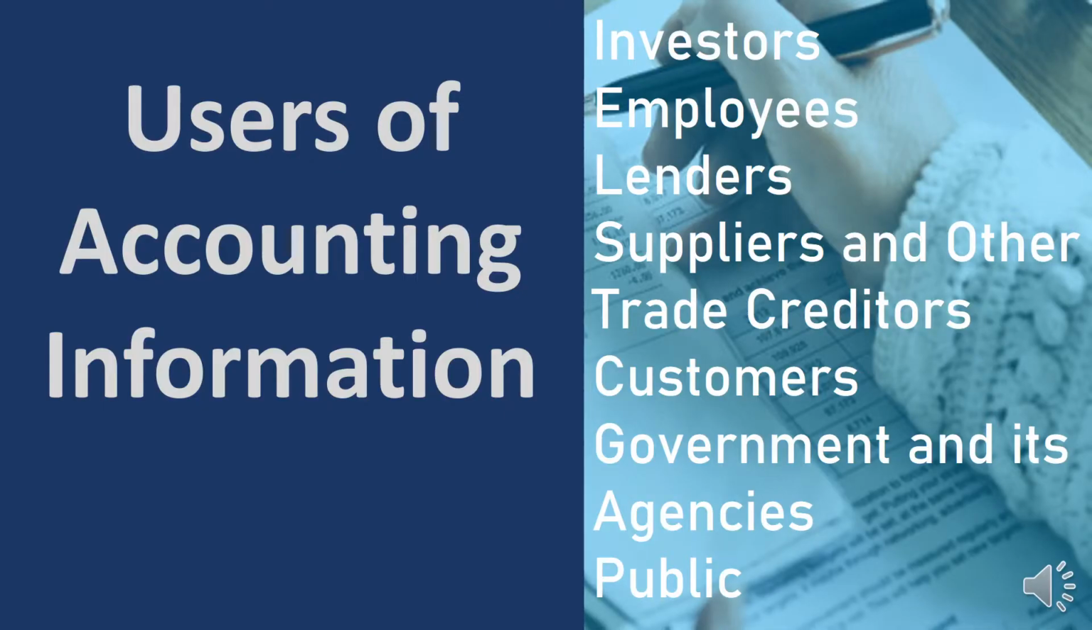Users of accounting information such as investors, employees, lenders, suppliers and other trade creditors, customers, government and its agencies, and the public are the so-called decision makers who need accounting information. So the more important the decision is, the greater is the need for reliable accounting information. The more crucial the decision process is, the more reliable the accounting information must be.